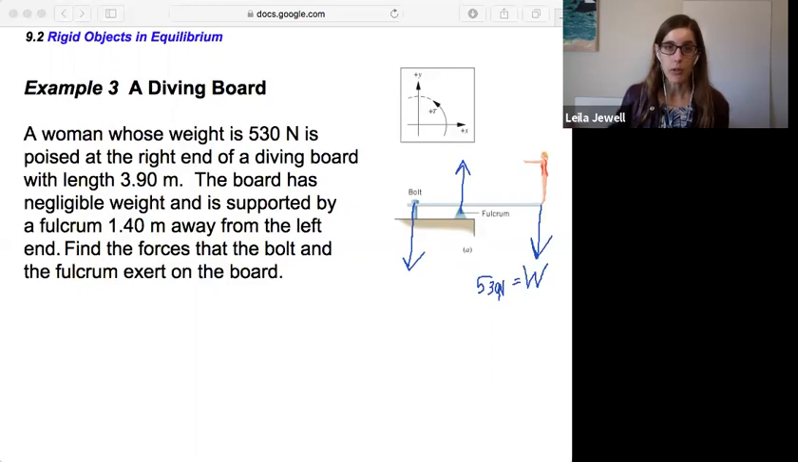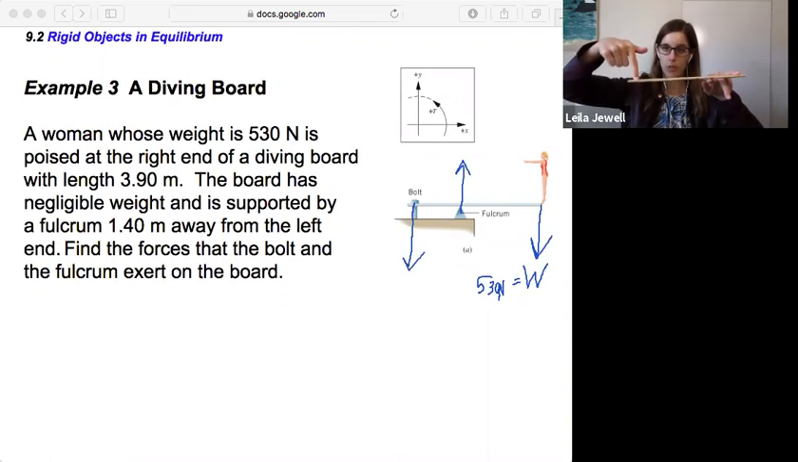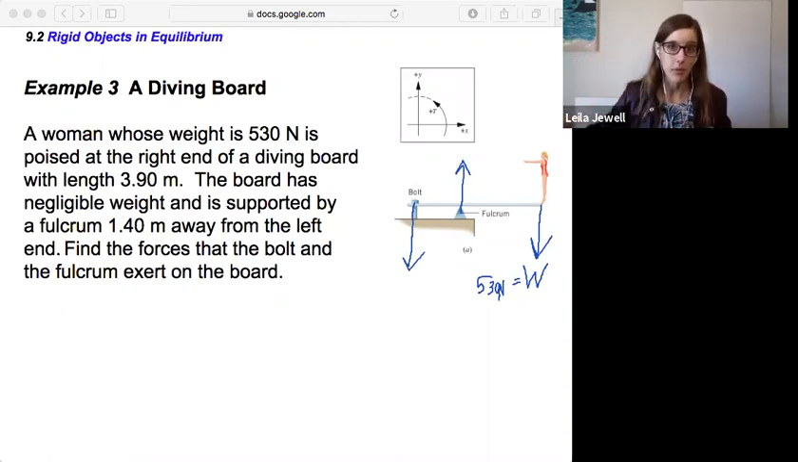Otherwise, the woman's weight would just tip the entire board, right? You can try this out yourself. If you pull down on one end and you have two other forces, what way do you want them to go? So that works pretty well, right? Where I'm pushing down with the woman's weight, my fulcrum is supporting it in the middle here, and then on the end, I'm pushing down with the bolt to clamp that board there.